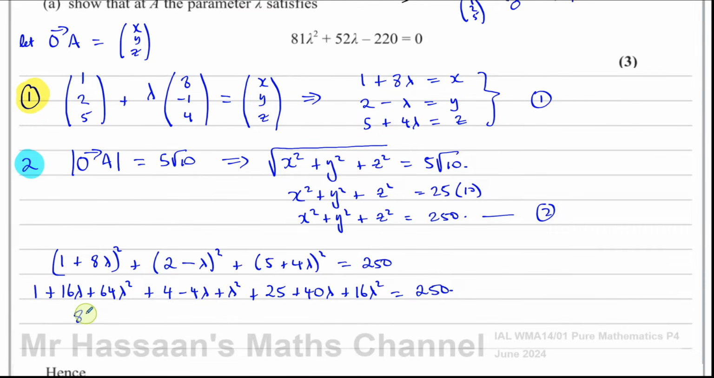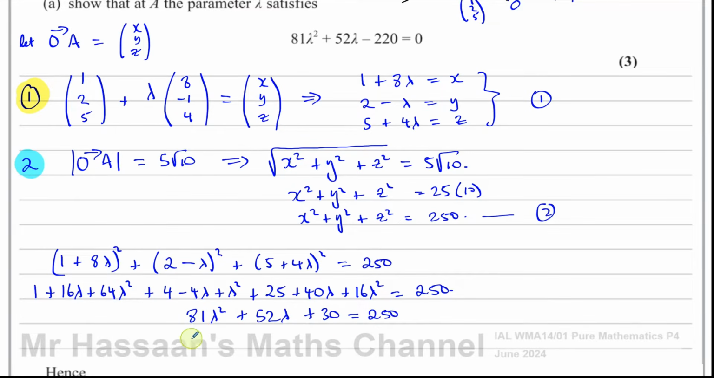So far so good. 81 lambda squared. Okay, that's dealt with the lambda squared. Now the lambdas. We've got 16 minus 4, which is 12 lambda. 12 lambda plus 40 is 52 lambda. And we've got 1 plus 4, which is 5. 5 plus 25 is 30. So we have plus 30 is equal to 250.